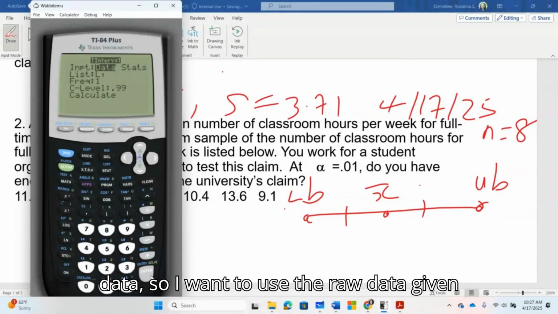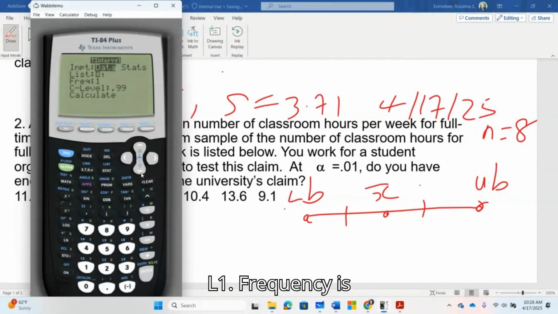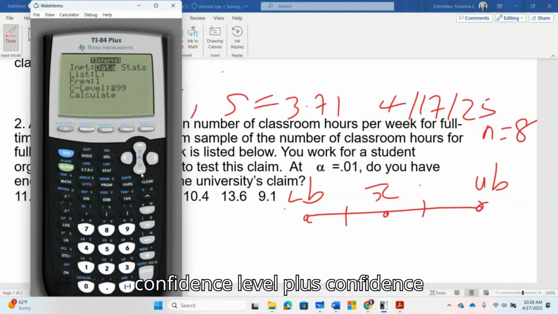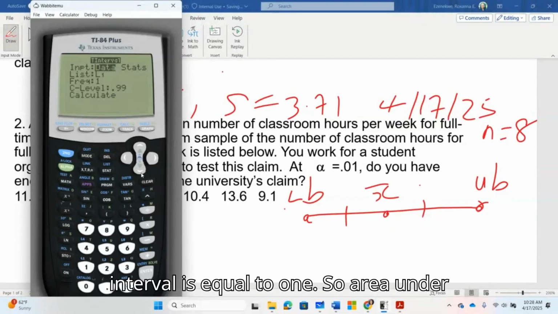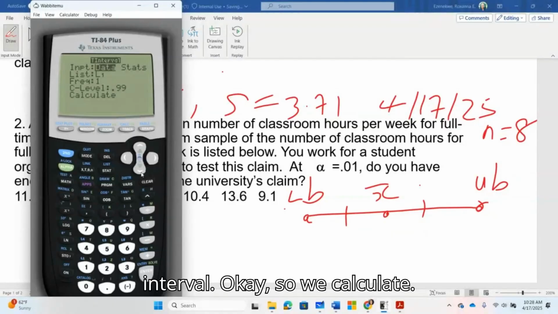And I'm given data, so I want to use the raw data given to me. Where is the raw data? It's in L1. Frequency is 1. What is the confidence level? The confidence level is 99% because alpha is 1%. The confidence level plus alpha is equal to 1, the total area under the normal curve. Okay, so we calculate.